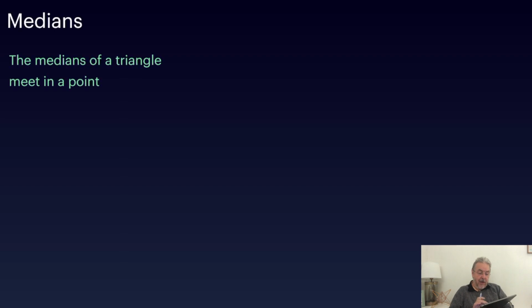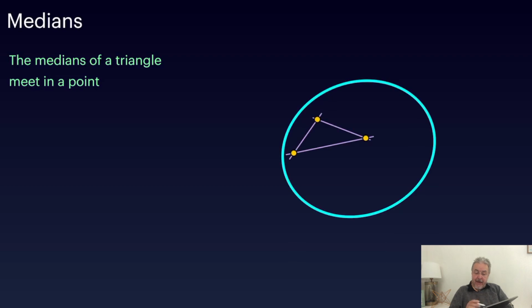one more theorem. Let's talk about medians, and this time I only want to show the picture. So the medians of a triangle meet in a point. So again, here is a situation in Cayley Klein geometry where the fundamental object is real and non-degenerate. So what are the medians?